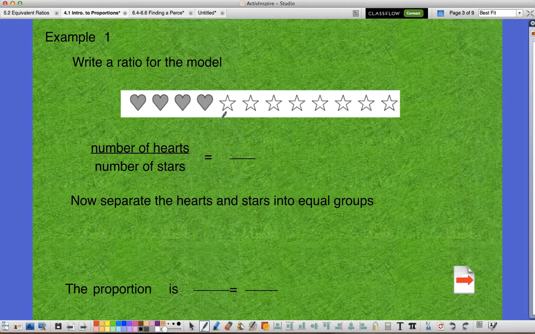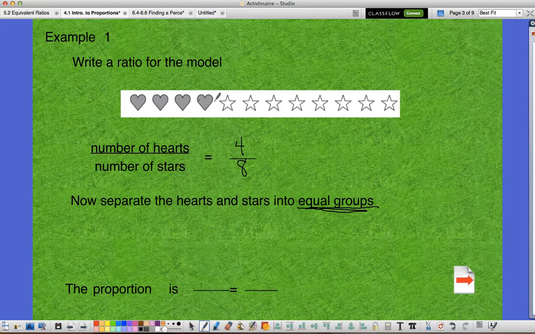All right, so we're going to write a ratio for this model. Remember, a ratio compares two quantities. So we're going to compare the quantity of hearts to the quantity of stars. Here we have 4 hearts to 2, 4, 6, 8 stars. Then what we're going to do is take these hearts and these stars and separate them into equal groups.